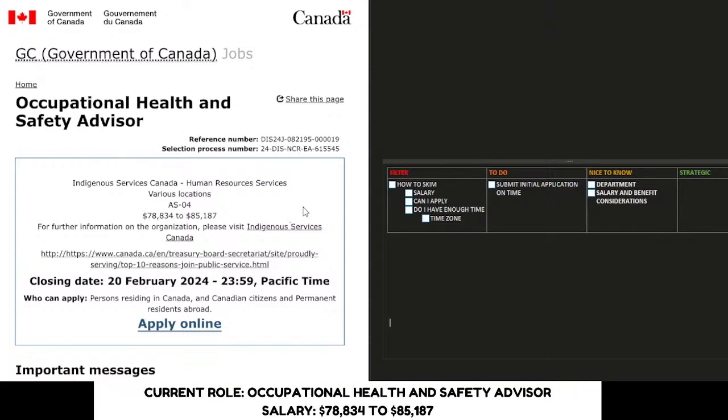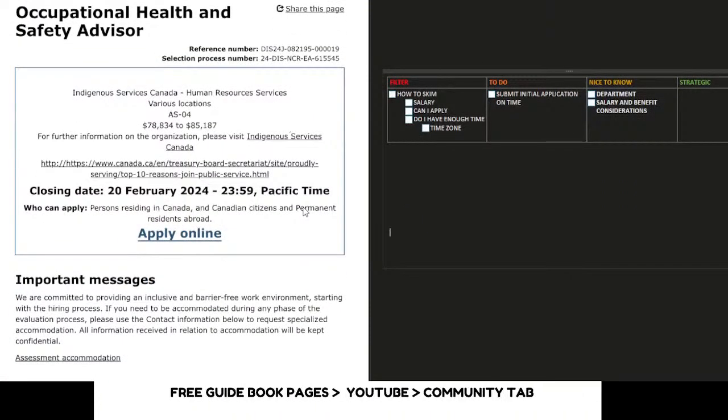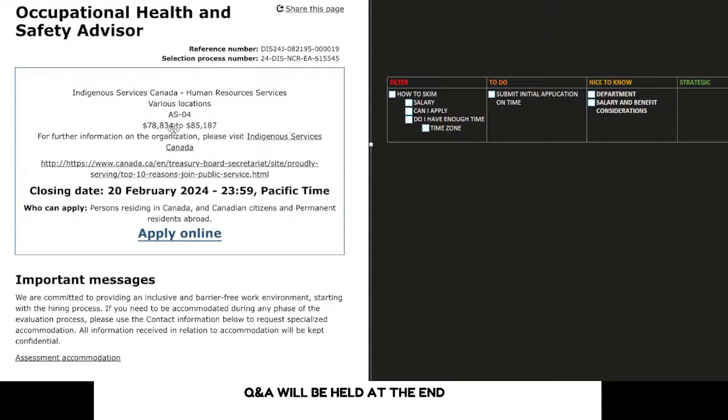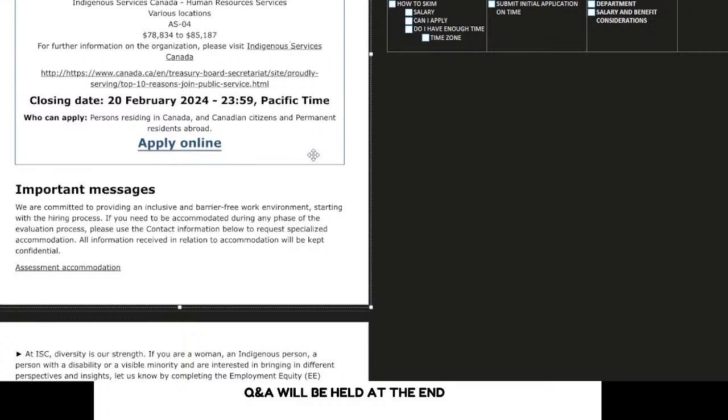So first and foremost, like I mentioned, this is about skimming through the application to know where you need to focus your information. So if I'm coming from outside of the public service, then what I would want to be doing is obviously looking at salary. So is the salary here something that I'm actually interested in? Next, can I actually apply? Is this something that's actually open to someone like myself who doesn't actually work within the public service? And that's what you look right here at who can apply. And this is persons residing in Canada, Canadian citizens, and permanent residents abroad, which basically means yes, you can certainly apply. So those are done.